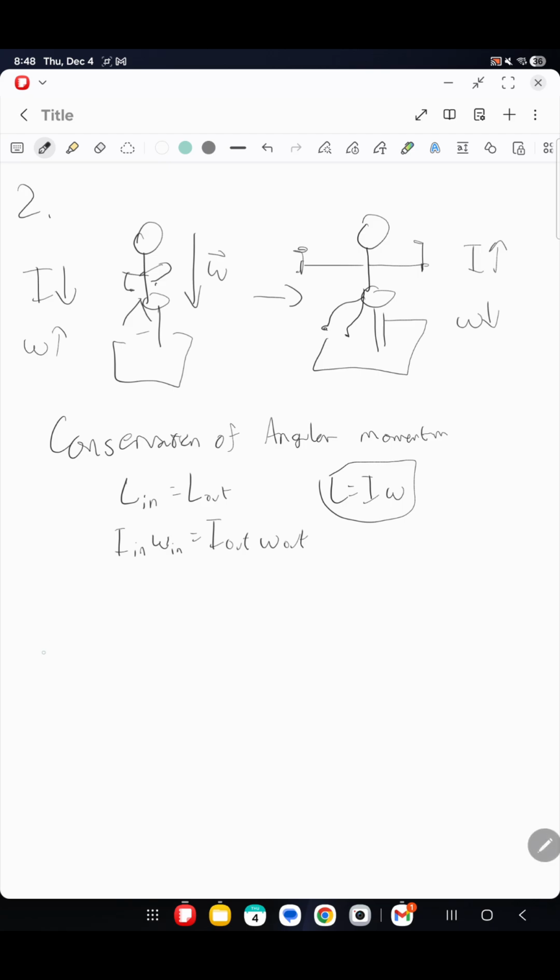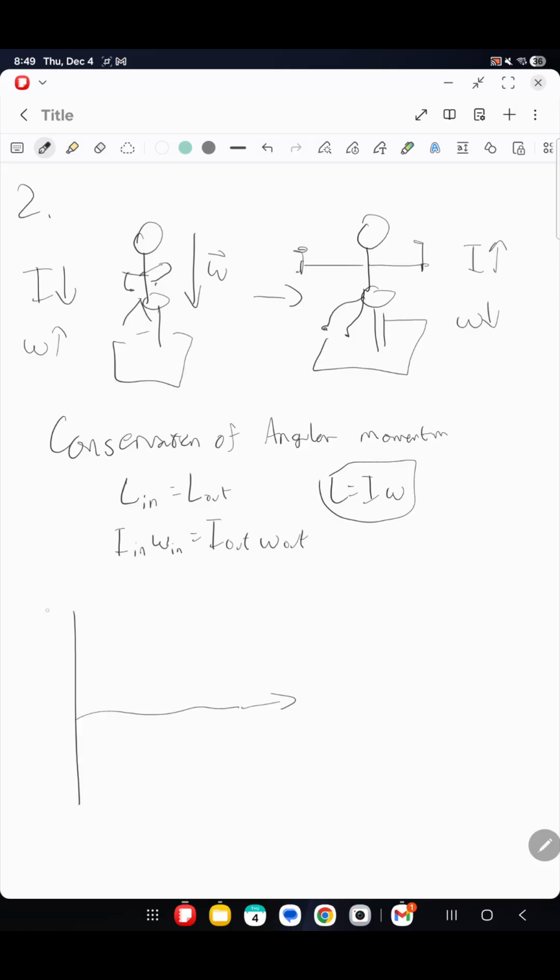So initially you will have a high angular velocity, so the graph will look something like this.